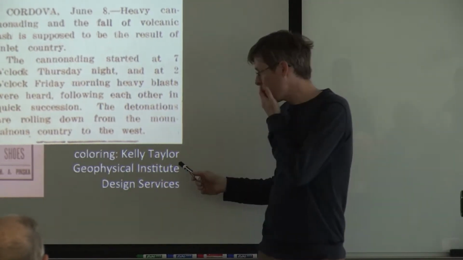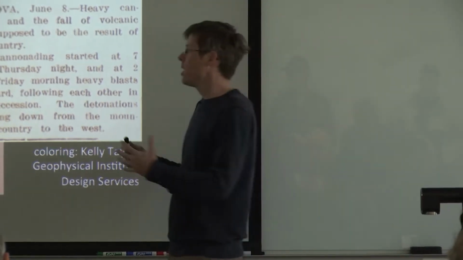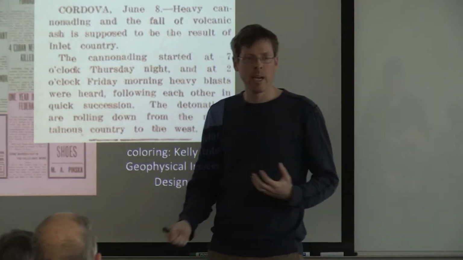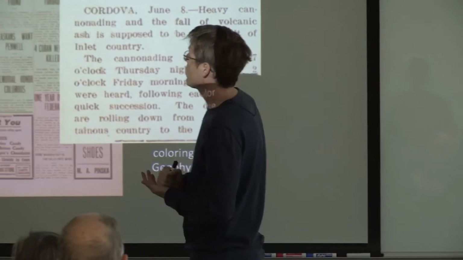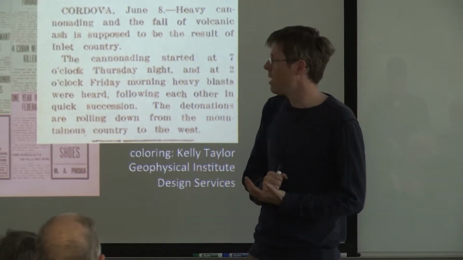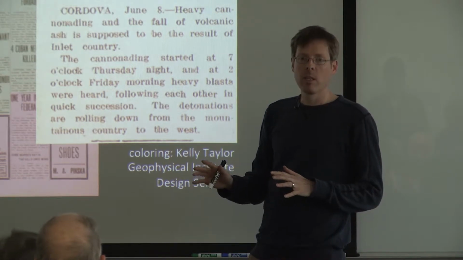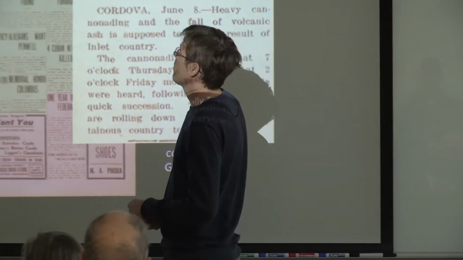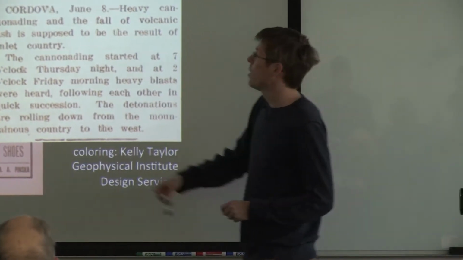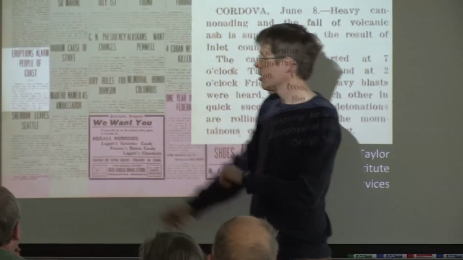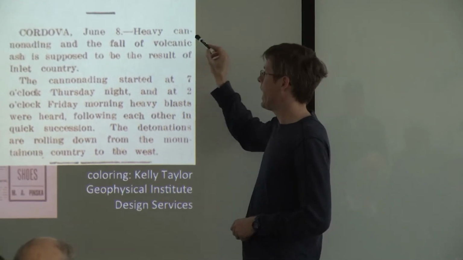I'm going to credit a student at Geophysical Institute Design Services. What she's done, she went through all the news and we colored it by either local news is red, national news is green, state news is blue, and all the unshaded stuff is the earthquake story. So here's the front page from June 8th, 1912. We have this little story here, eruptions alarm people of coast. Heavy, I don't even know this word, cannonading.